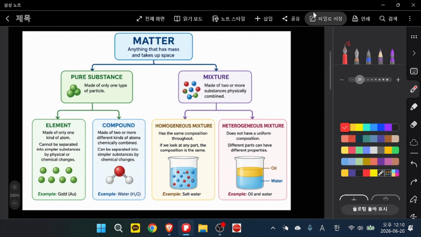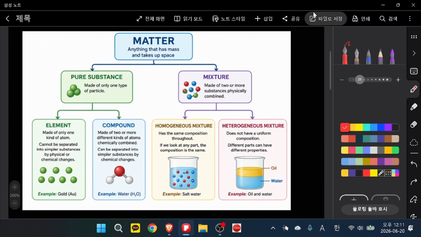A homogeneous mixture has the same composition throughout the mixture. If we look at any part of it, the composition is the same. For example, salt water is a homogeneous mixture because the salt is evenly distributed in the water. A heterogeneous mixture does not have a uniform composition. Different parts of the mixture can have different properties. For example, oil and water form a heterogeneous mixture because they do not mix evenly.